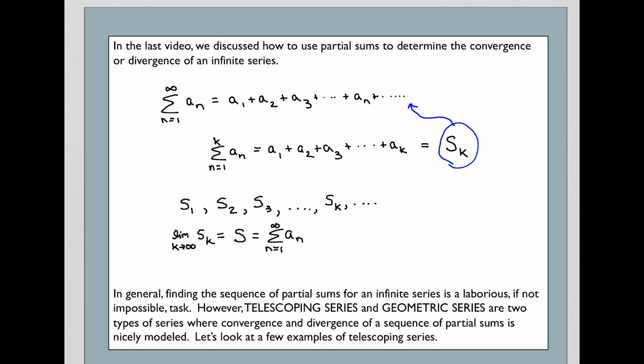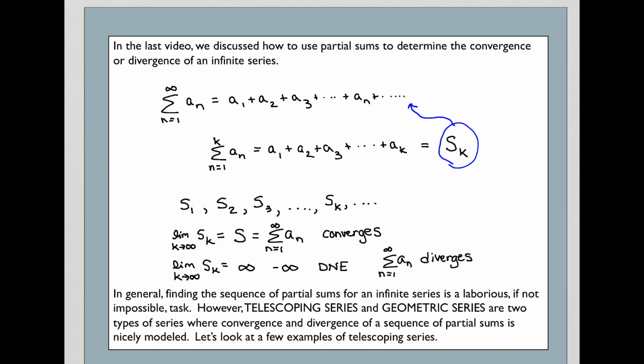Therefore, if this limit exists and equals the finite number s, we say that the infinite series converges. On the other hand, if the limit as k goes to infinity of the sequence of partial sums, or s sub k, equals infinity, negative infinity, or does not exist, so if one of those cases happens, then we say that the series n equals 1 to infinity of a sub n that corresponds to that sequence of partial sums diverges.